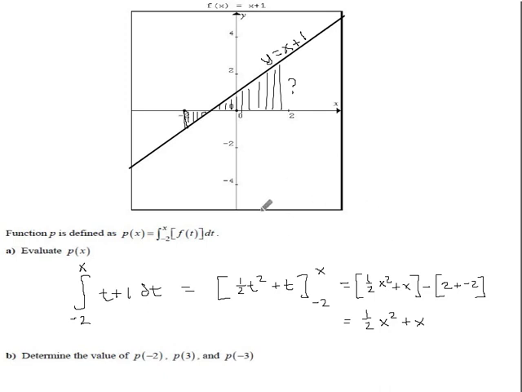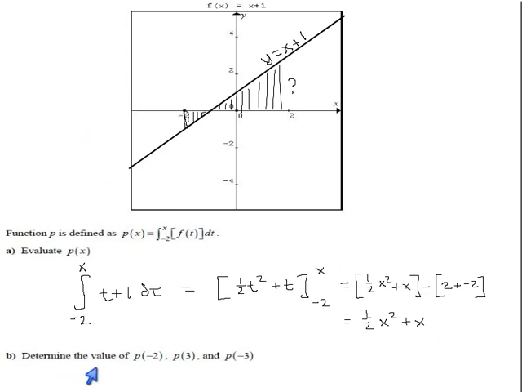And 1/2 x squared plus x is our cumulative area, meaning if we give you a stopping point, a right edge for this area, you can plug it into here and that'll tell you how much total signed area has built up.